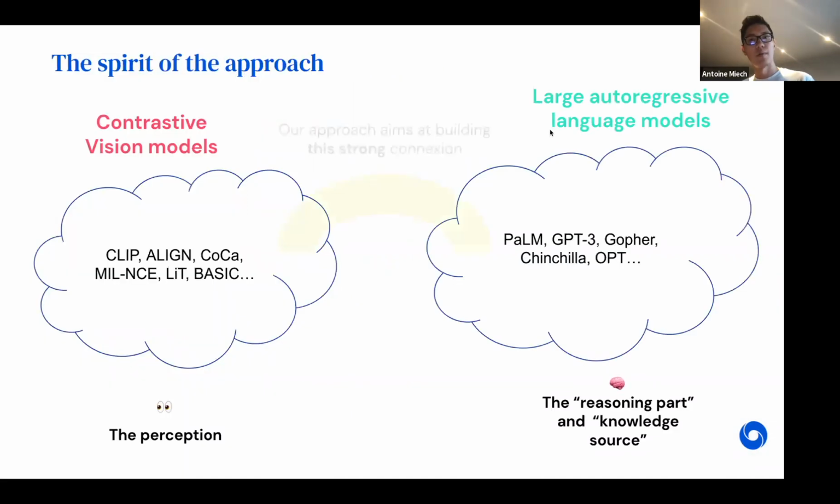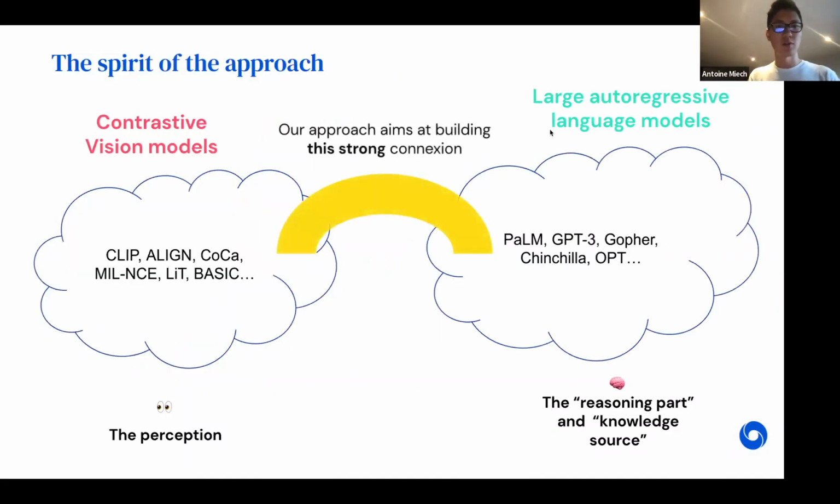So that's the approach, and the spirit of the approach is the following. Here I'm showing two clouds. The one on the left-hand side represents the family of contrastive vision models, as I've mentioned before. These are very strong visual language models that, I think, are the best to get good representations out of web image and text data. Again, they're great, but the downside is that they are not able to generate text. They are not able to do captioning, question answering, or visual dialogue out of the box. That's the main downside, but they are very good at recognizing things in images and aligning recognition to textual concepts.